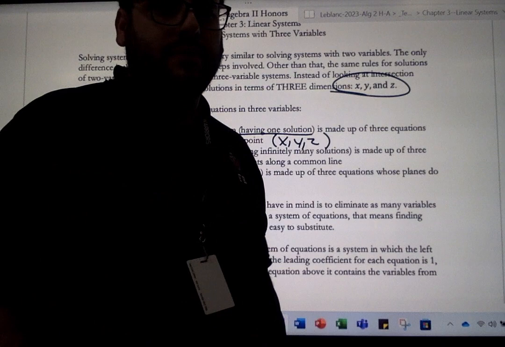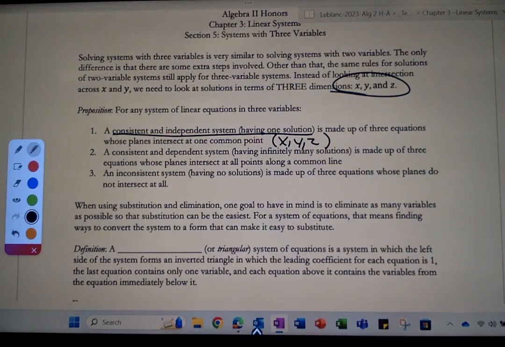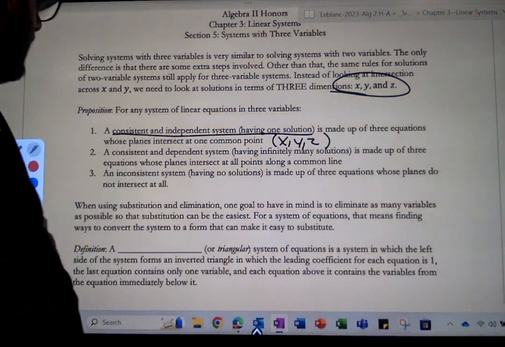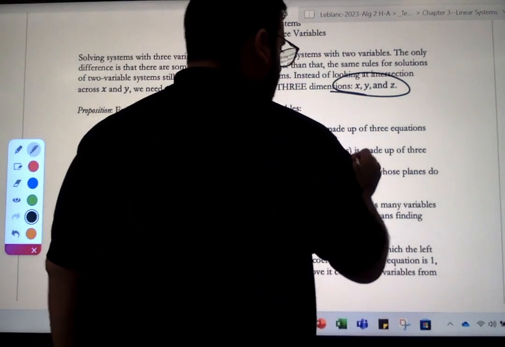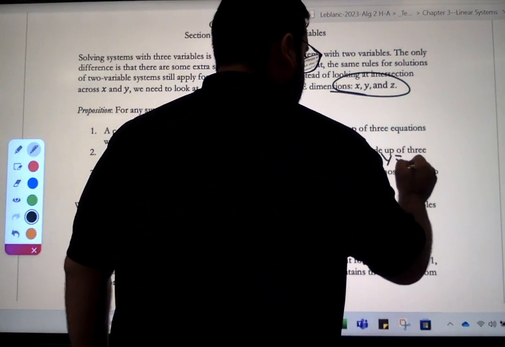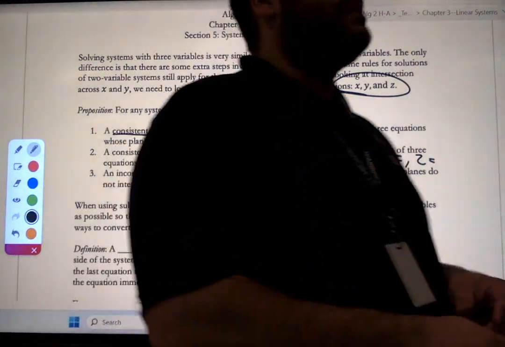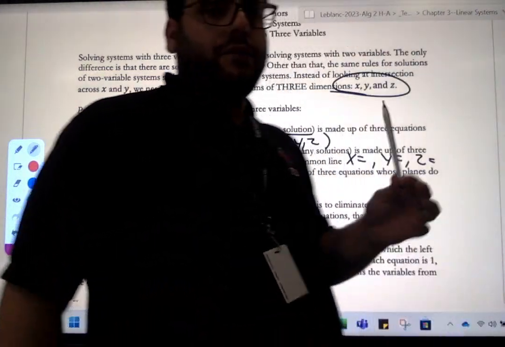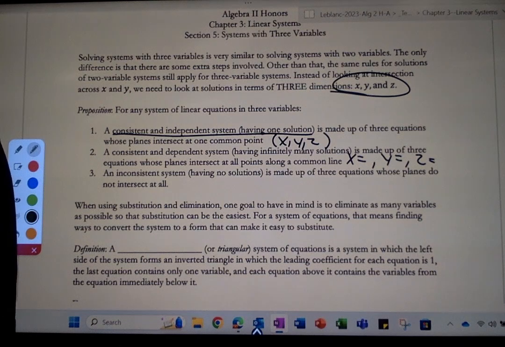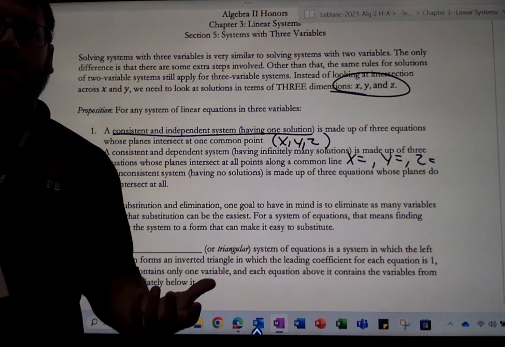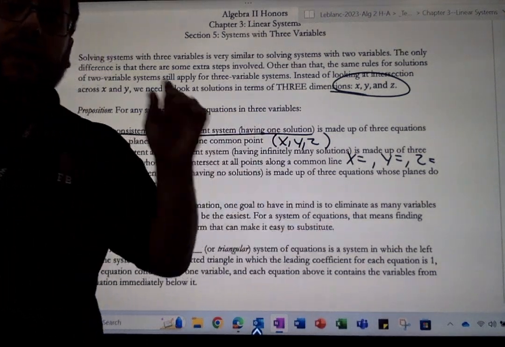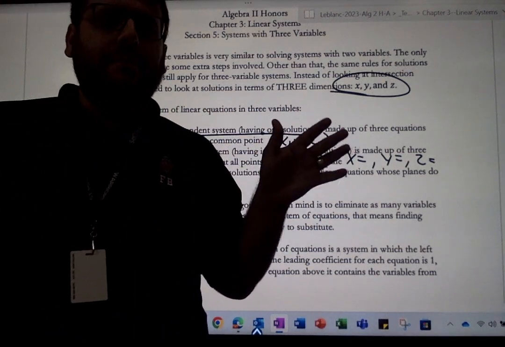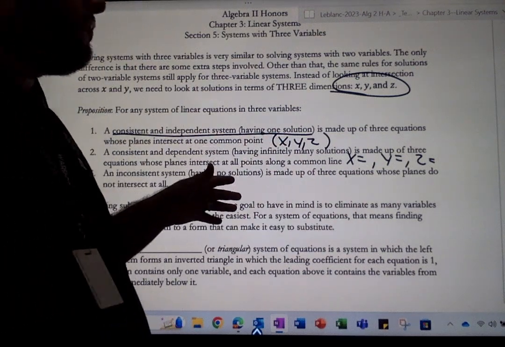third-dimensional axis. Okay. A consistent and dependent system having infinitely many solutions is made up of three equations whose planes intersect at all points along a common line. And remember, when we talked about consistent and dependent systems for two variables, it usually happens when one equation is a multiple of another. This is still the same case with three different variables.